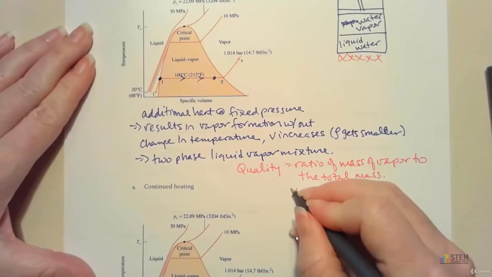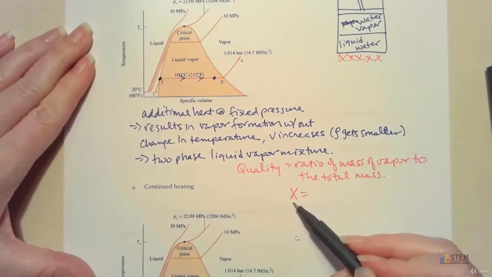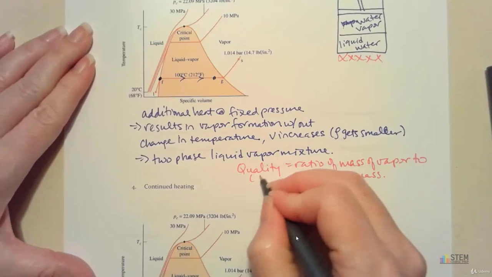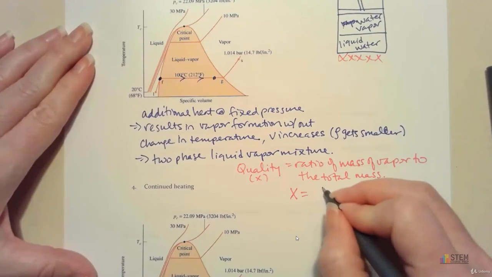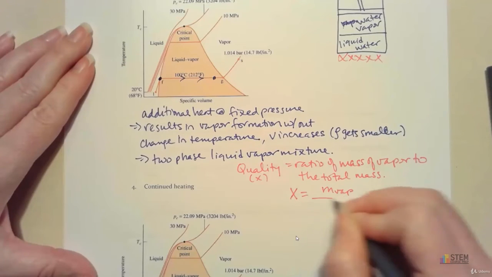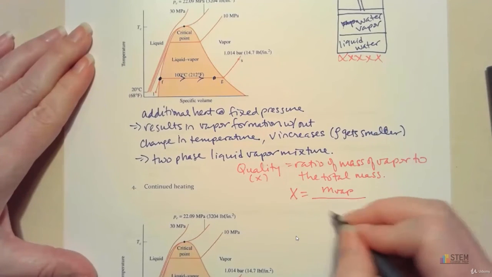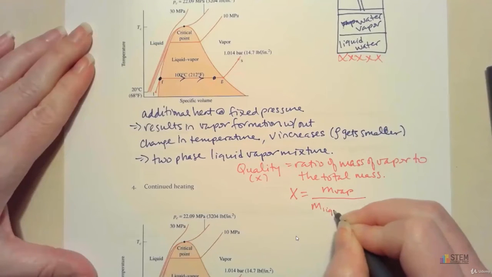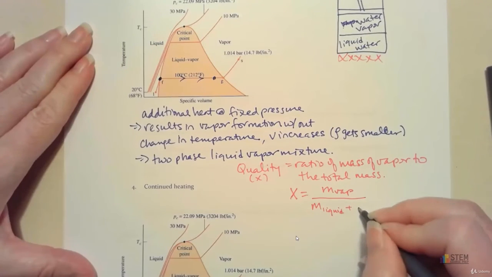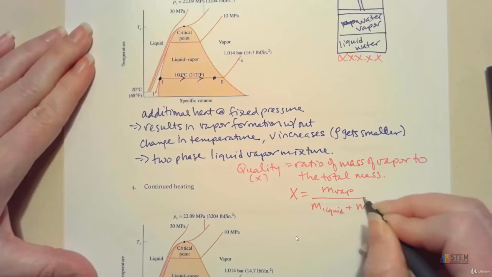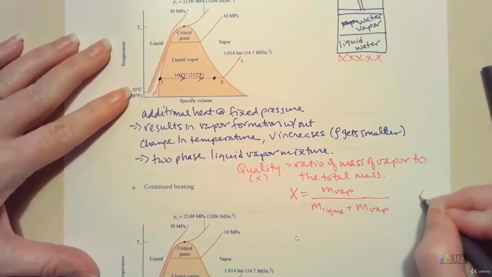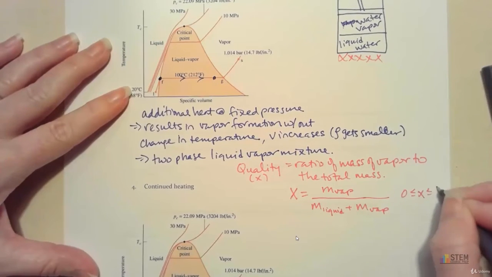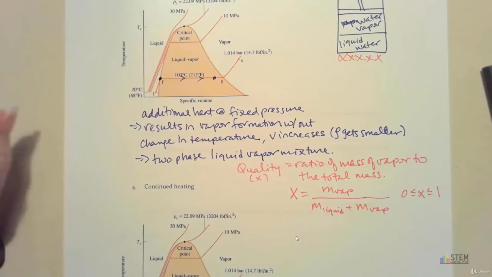The variable for quality is going to be X. Anytime you see an X, this is talking about quality. So X is going to equal the vapor mass over your total mass, so the mass of the liquid plus that vapor mass. This is quality. It's just a ratio. And quality, or X, is always going to be greater than or equal to 0, and less than or equal to 1.